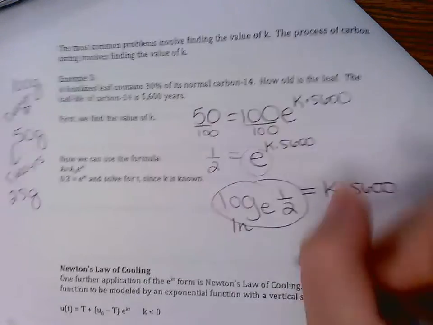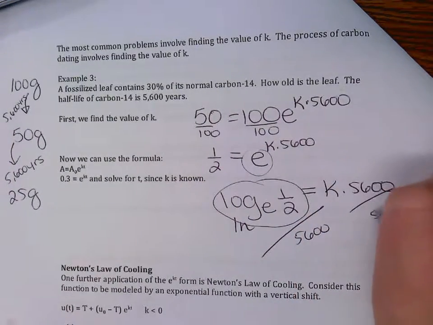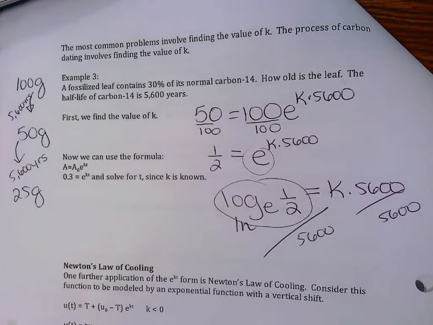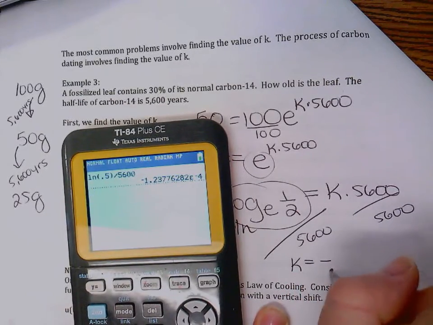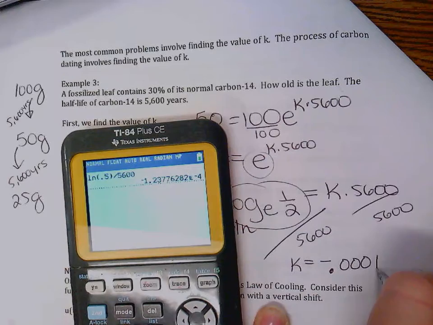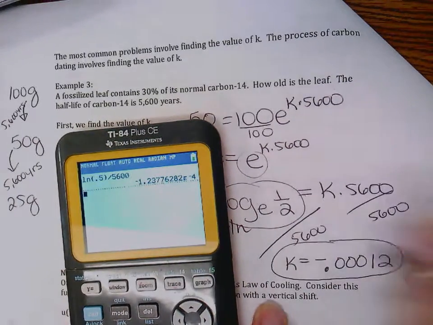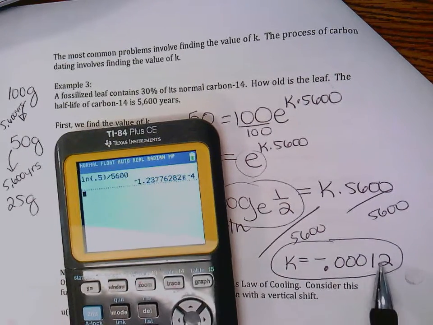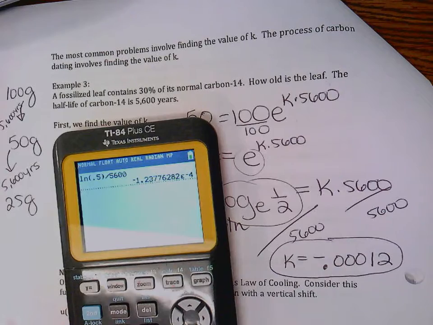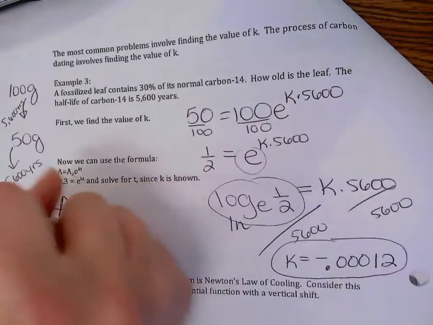And then at the end, I'm going to divide by 5,600, and I'll have k to use next class for actually solving this problem. So take the natural log of 1/2 on your calculator, divide by 5,600. It's a really, really small number. That number is negative 0.00012 if I round it, right? Because e to the -4 is scientific notation that says you're going backwards 4 decimal places. So we have k, and I can show you how to solve for that next time.